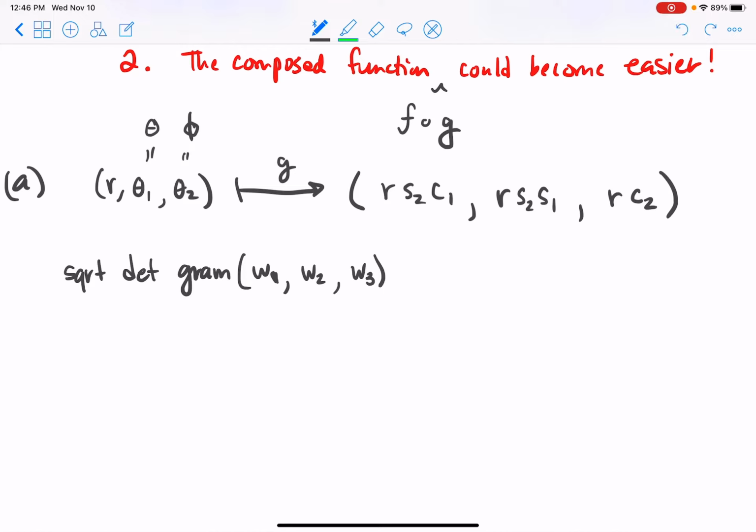Okay, so what's W1? W1 is partial r. So I'm going to write partial r to remind me where W1 is coming from. Maybe I'll write it down here, partial r. So here I get an S2 C1. Partial r gives me an S2 S1. Partial r gives me a C2.